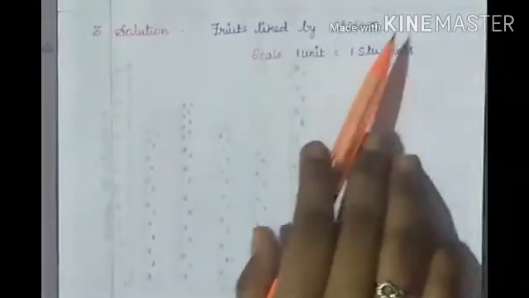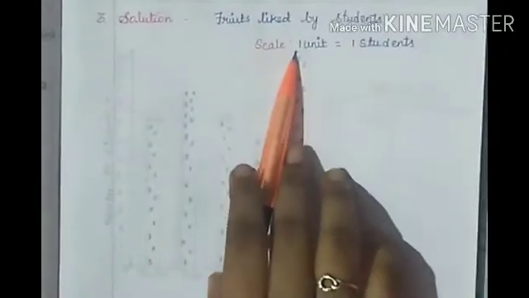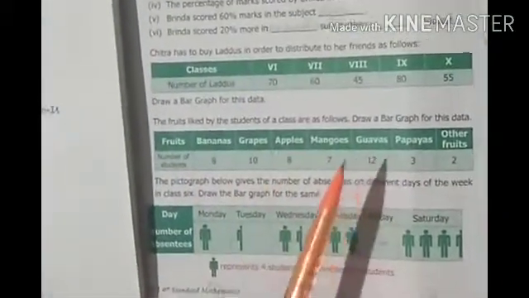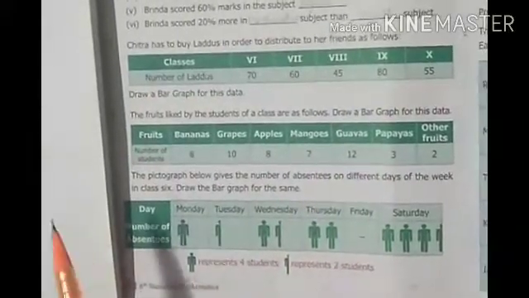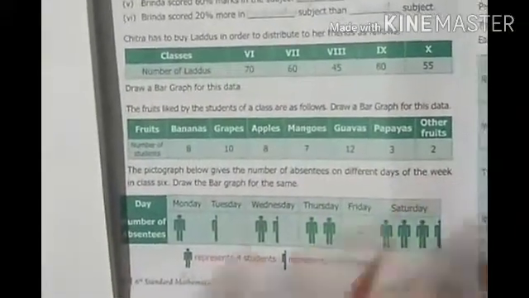Fruits liked by the students. This is your heading. For the scale, what should you write? We are just taking 1 unit equal to 1 student. It is enough because you just see what is given, with the numbers only it is given. You can start from 0 and end with 12 because 12 is the last number. We can take 1 unit equal to 1 student.